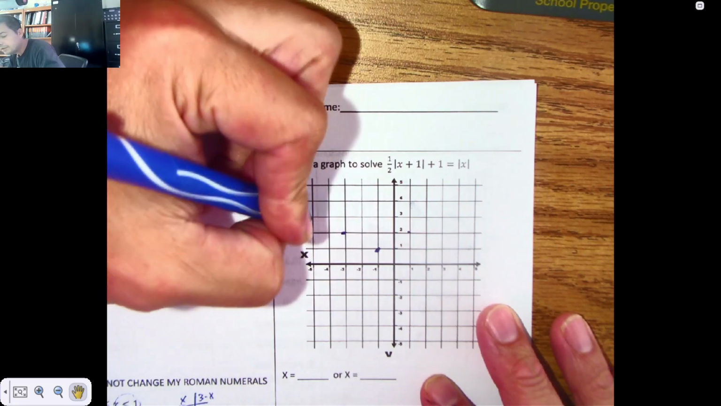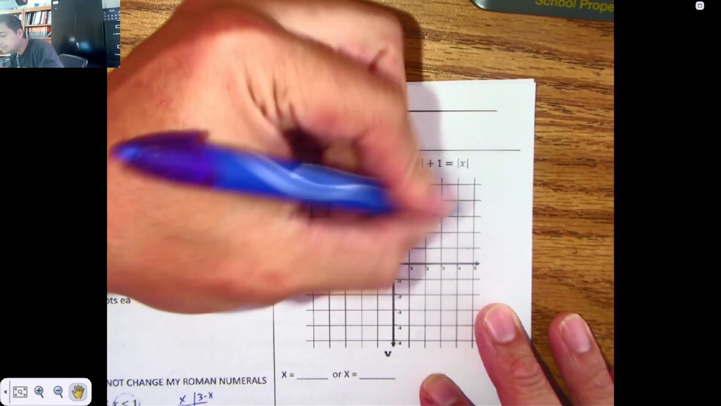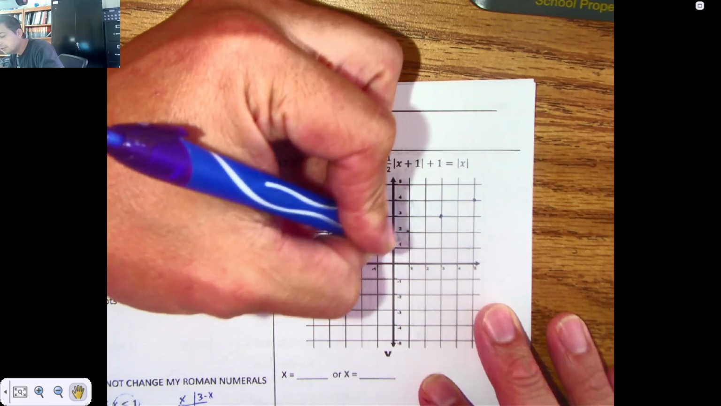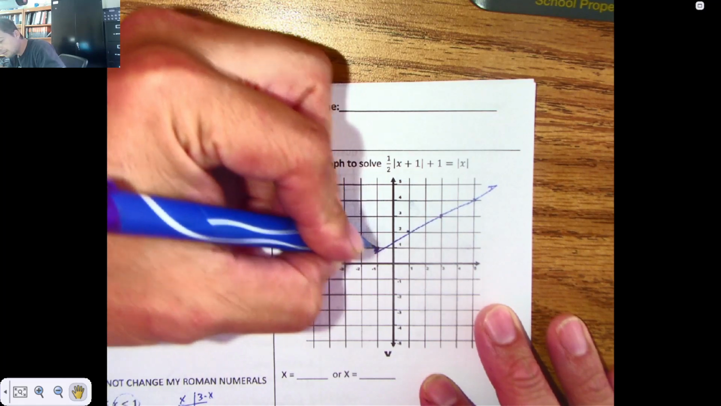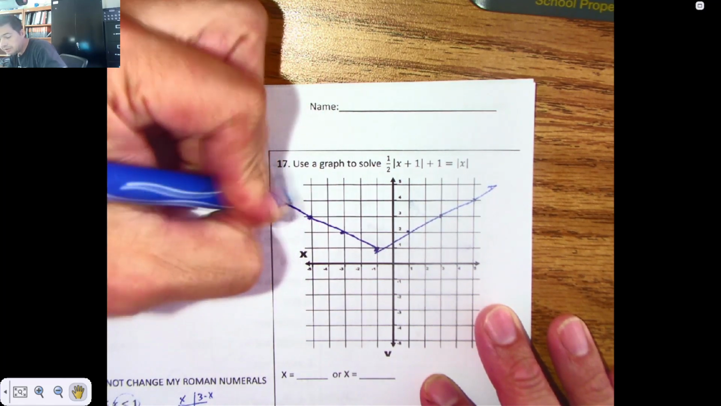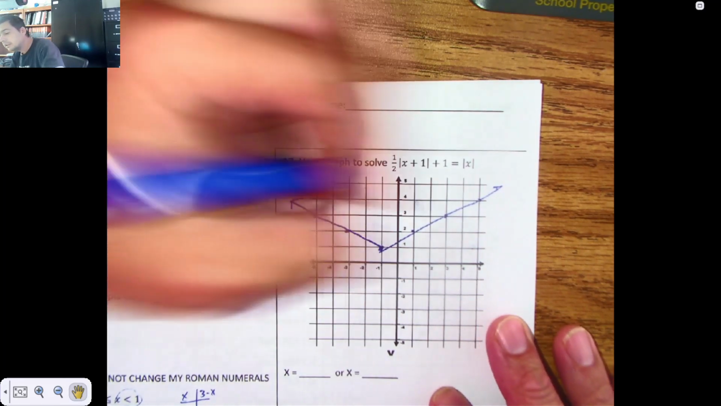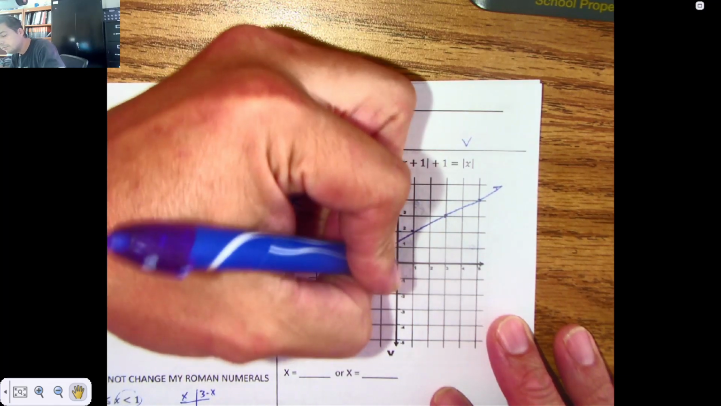If you're listening to things muted, there's your problem. If you're looking at this while you're listening to some music, there's your problem. If you're not watching this at all, there's your problem. Absolute value of x just being the straight up V.